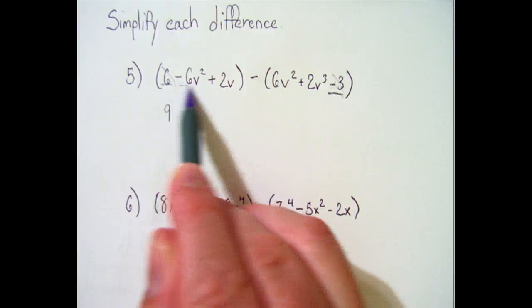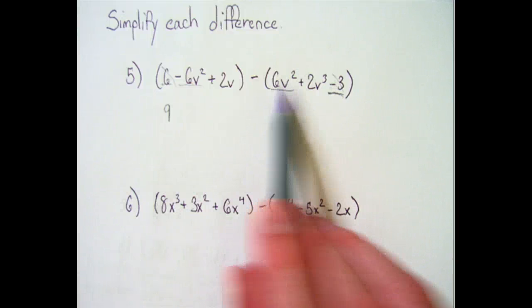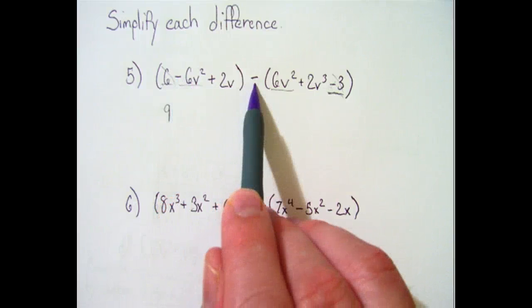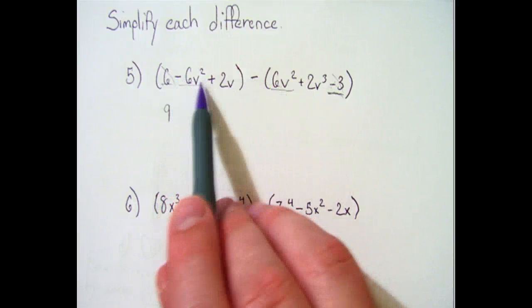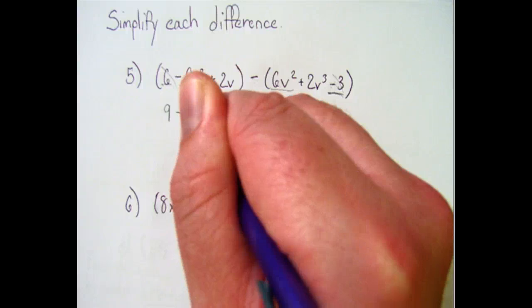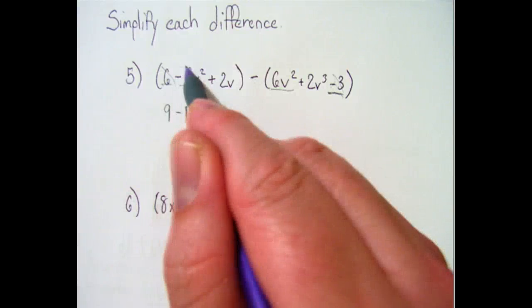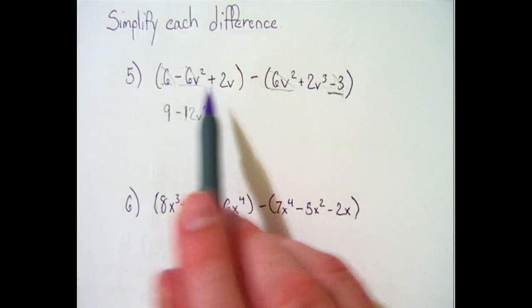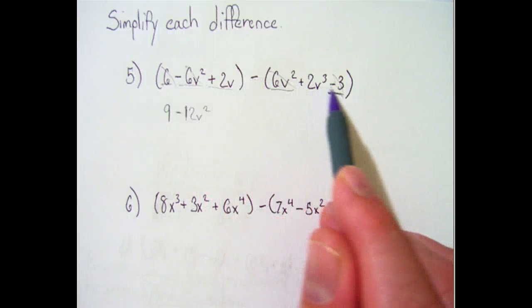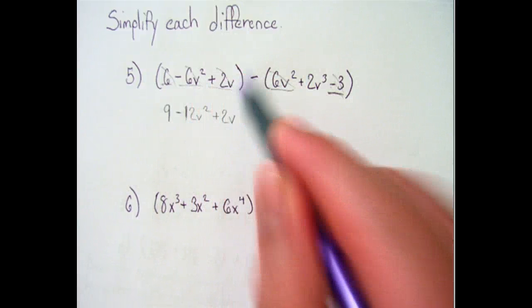Move on to the next term, negative 6v squared. I find my other v squareds, and there's just one, and it's right there. So I take negative 6v squared minus 6v squared. So negative 6 minus 6 would be negative 12v squared. So I've used this term and I've used this term. Let's move on to the next. Here I've got plus 2v, and now I'm looking for anything else, and there is nothing else, so I'll just say plus 2v. That uses up that.